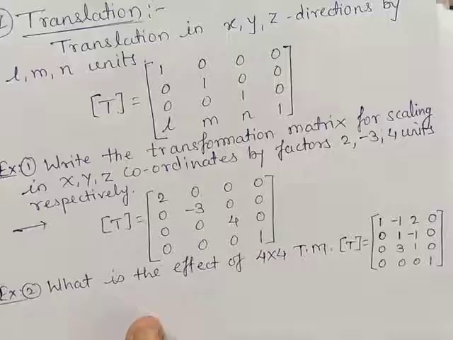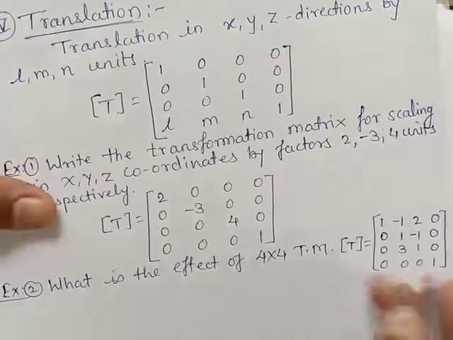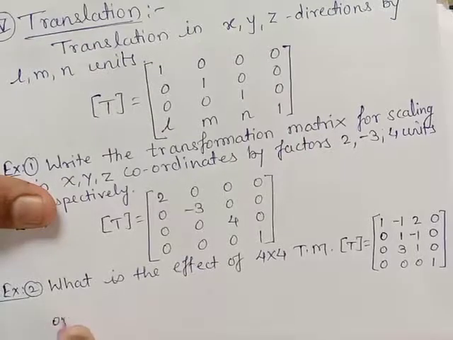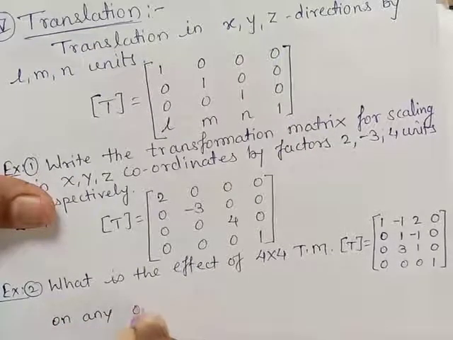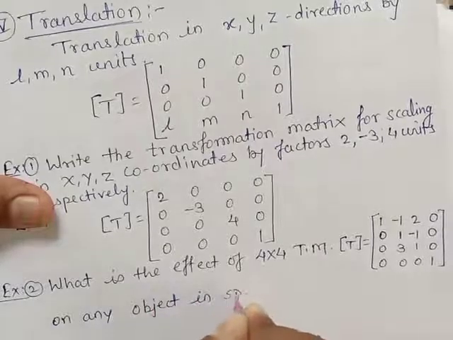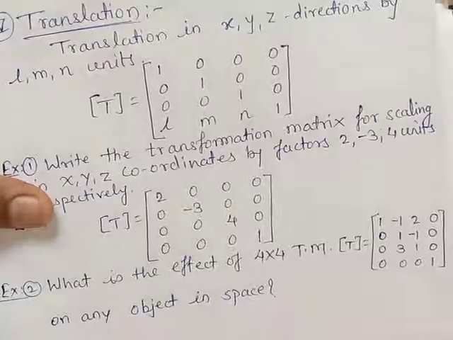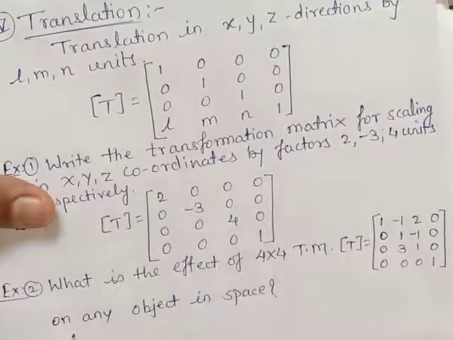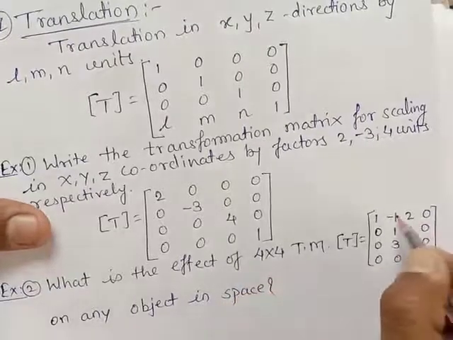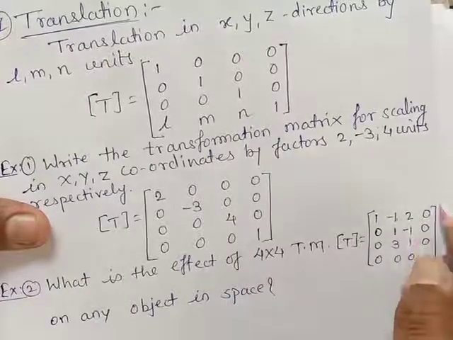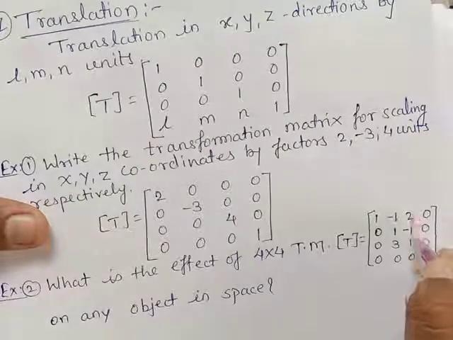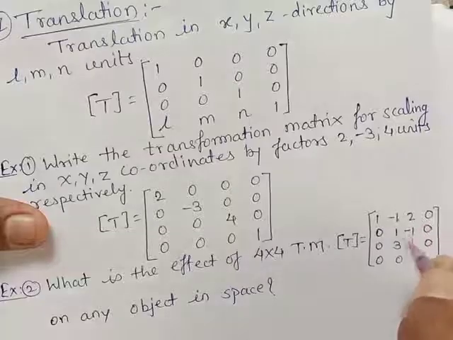So, if you observe it carefully, what is the effect of the 4 by 4 transformation matrix on any object in a space? This is the question. So if we apply this matrix on any object, then the shape of an object will change, means shearing occurs. Look at here, shearing in y coordinate by factors -1 and 3, and shearing in z coordinate by factors 2 and -1.